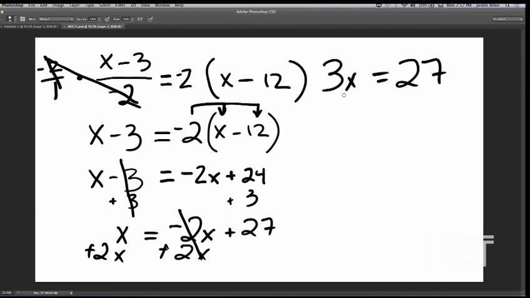The last step is to divide both sides of the equation by 3, because 3 next to x means 3 multiplied by x, and the opposite of multiplication is division. If we divide both sides of the equation by 3, we are going to be left with x equals 27 divided by 3, which is 9. The answer to this equation is x = 9.